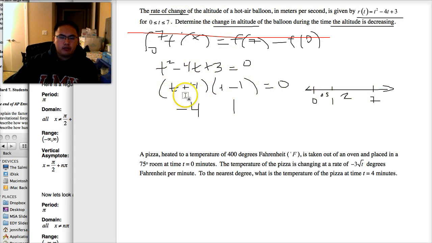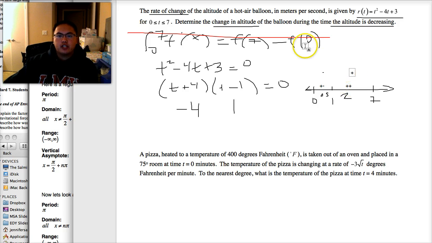So you notice if I plug in 0.5 here, I'm going to get a positive. If I plug in 0.5 here, sorry, I'll get a negative. 0.5 minus 1 is negative 0.5. So I get a positive and a negative, which makes this whole section negative. When I plug in 2, 2 plus 4 is positive, 2 minus 1 is positive. This segment is a positive times a positive, which means this whole segment is positive.